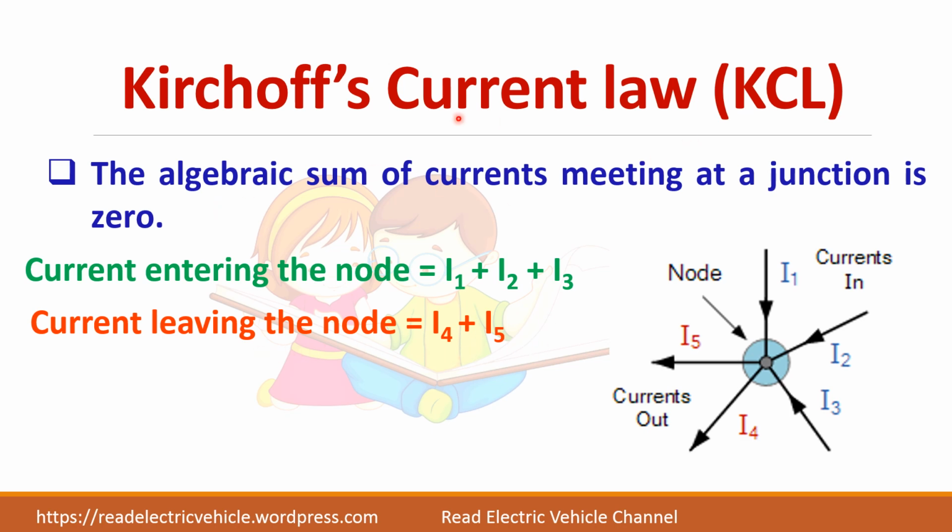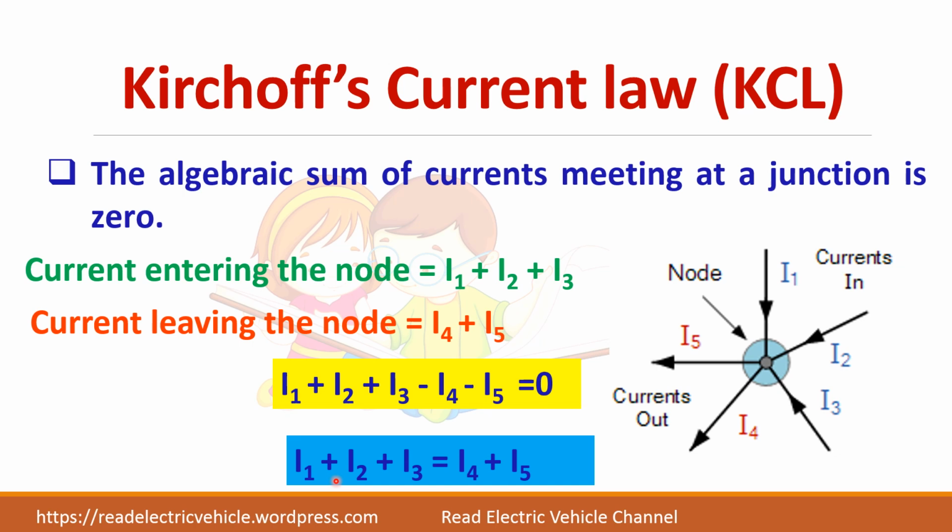So what does this current law say? The sum of the currents meeting at a node is 0. So I can write I1 plus I2 plus I3. I4 and I5 are leaving the node, so their direction is taken as negative: minus I4 minus I5 equal to 0. Or I can write it as the sum of the currents I1, I2, I3 entering the node is equal to the sum of the currents leaving the node. So this is Kirchhoff's current law.